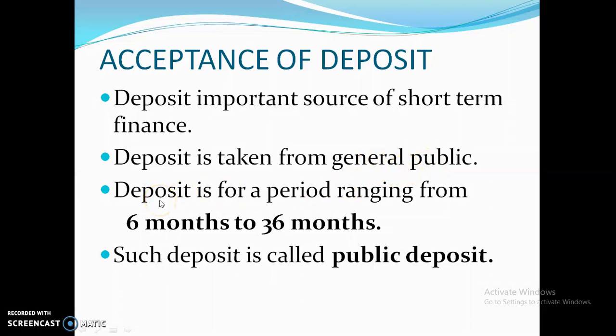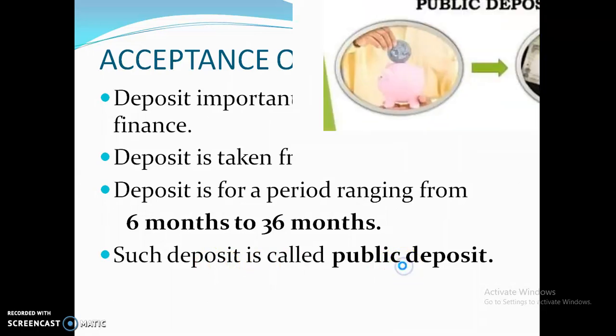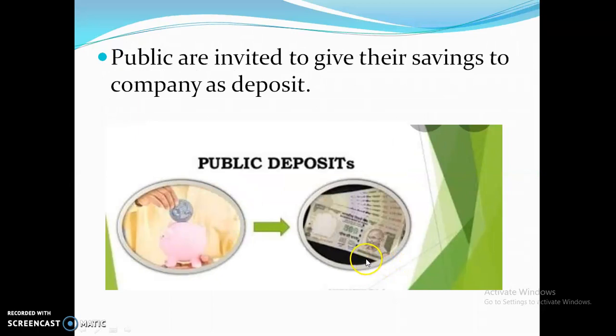How many months can you give the deposit to the company? It can be a minimum of 6 months, not less than 6 months, or up to 36 months. So the deposit which is collected from the public is called public deposit. We proceed further to the next slide.